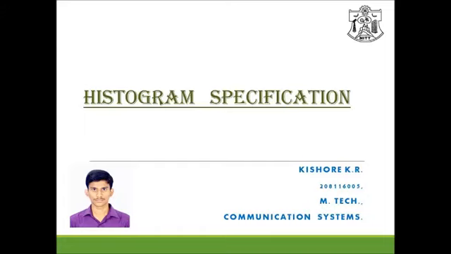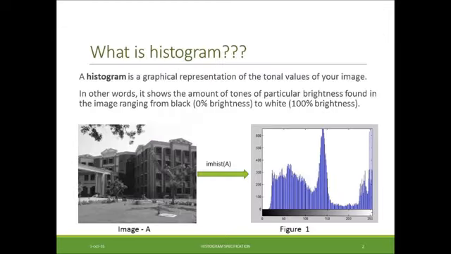I would like to introduce the basic concepts of histogram specification. First of all, let me start with the basics. What is a histogram? In simple words, a histogram is a graphical representation of the tonal values of your image. In other words, it shows the amount of tones of particular brightness found in the image, ranging from black to white. That is, from 0% brightness to 100% brightness.